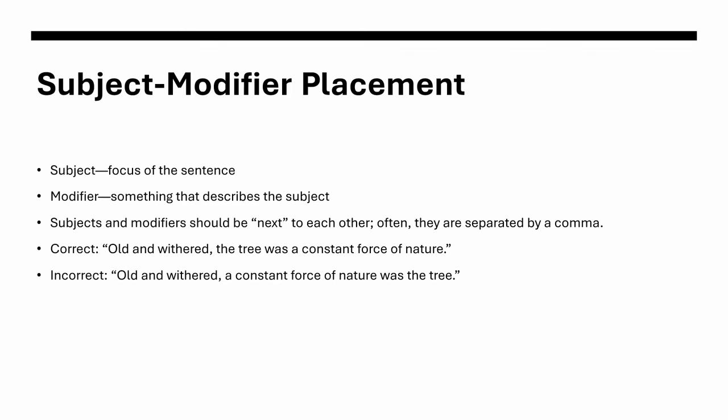Subject modifier placement. Very, very easy. Subjects and modifiers must be next to each other. So a modifier is basically something that describes a subject. So let's take a look at this example. In the correct one, we have old and withered. The tree was a constant force of nature. Old and withered is describing the tree. Therefore, the tree must be physically right next to old and withered in the sentence. Old and withered, a constant force of nature was the tree, sounds like Yoda. It's wrong. You need to not sound like Yoda. You need to have all of your stuff next to each other. If you have a modifier, it has to be next to the subject.